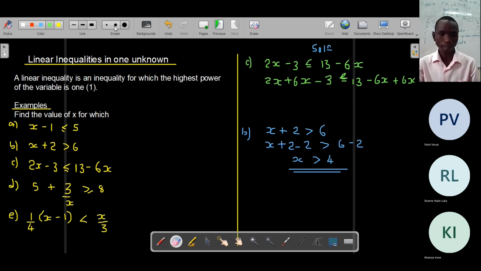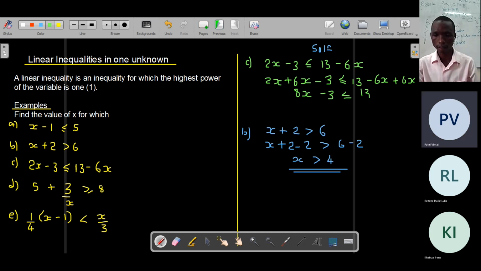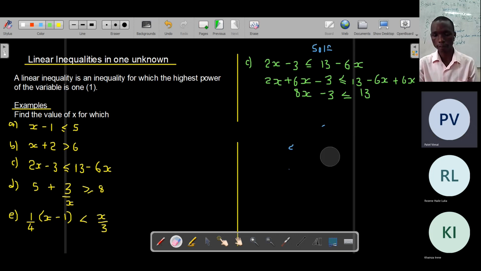Okay, it's supposed to be less than or equal to. I think that if you are not used to them, you easily forget. Okay? So like that. So 2x plus 6x, we get 8x minus 3 less than or equal to 13. The opposite side will remain 13. Okay? So I think I can remove also this.